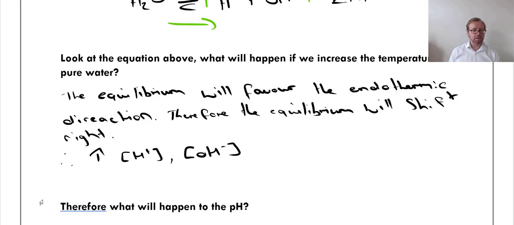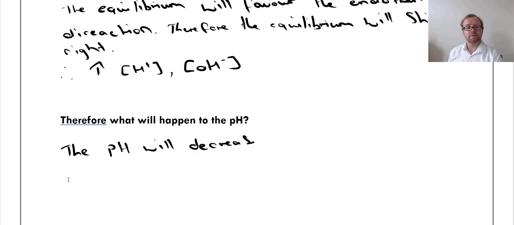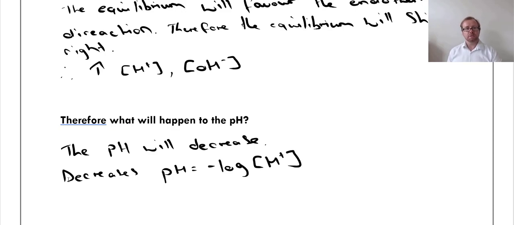Okay, so if I increase the concentration of H+, what will happen to the pH? Well, the pH will decrease. Why will it decrease? Well, it decreases because pH is equal to my minus log of [H+]. Okay, so it's measuring the concentration of my H+.